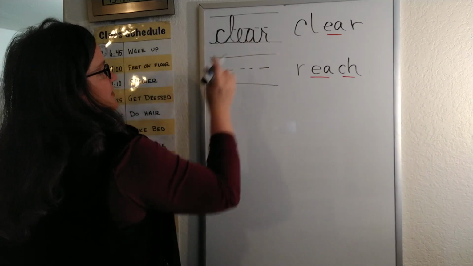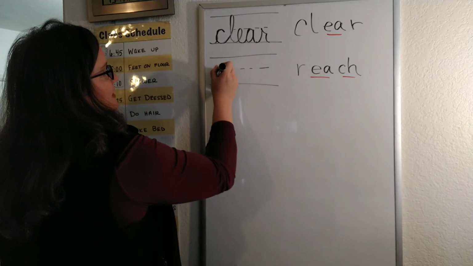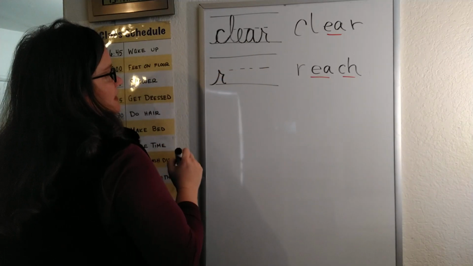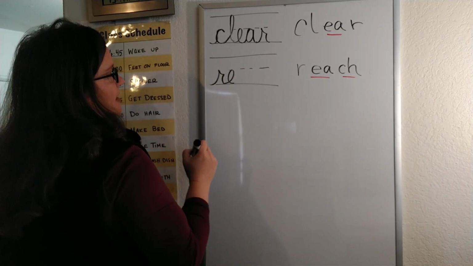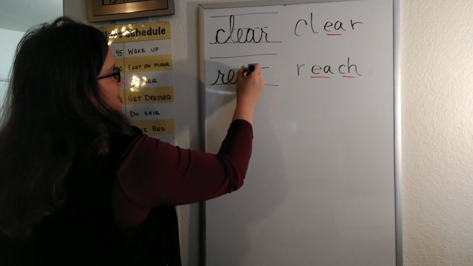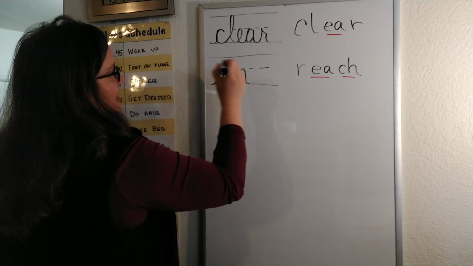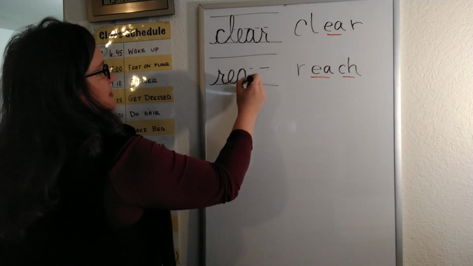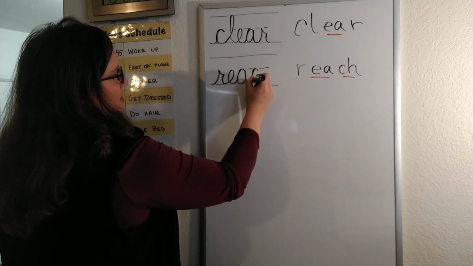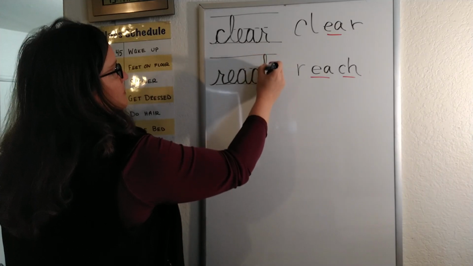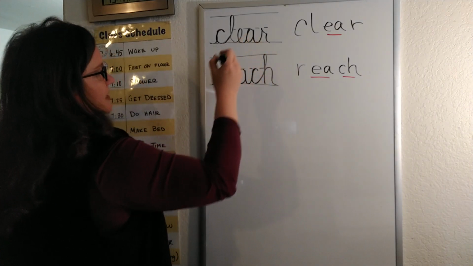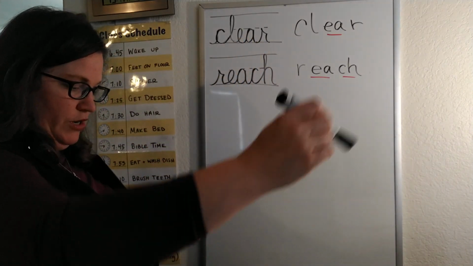For cursive, R is an uphill letter. Uphill to midline, down the shelf, back to baseline. E is a loop letter, loop at midline, back to baseline. A is a clock letter, stop at 2 o'clock, come back around and connect, back to baseline. C is a clock letter, stop at 2 o'clock, come back to baseline. H is a loop letter, all the way to the top, straight down, bump at midline, and a tail. Reach.